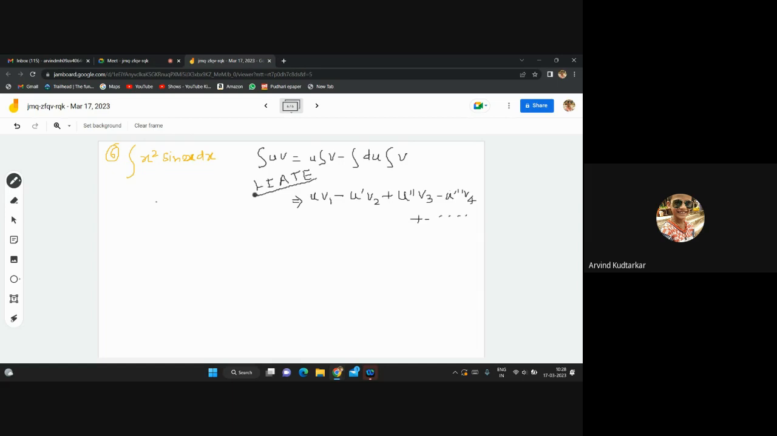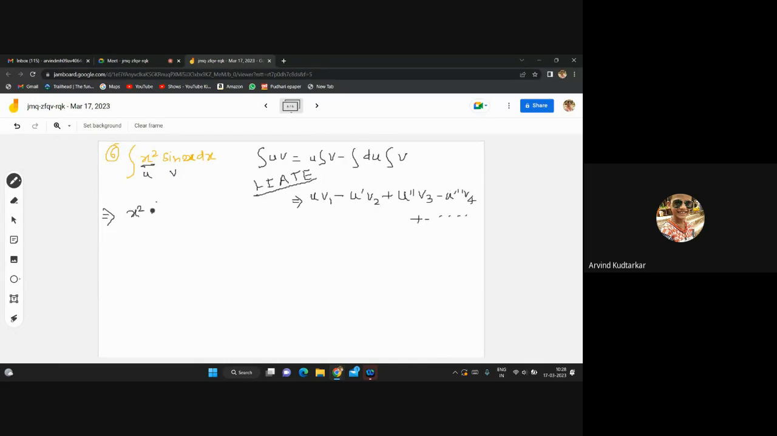So is there a logarithmic function? No. Inverse? No. Algebraic? Yes, there is an algebraic function. So x square is algebraic, so we can say it is u. And then trigonometric, that is sin 2x. Yes, within one step you will get the generalized integration by parts. x square keep as it is.